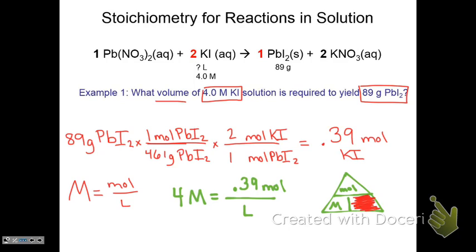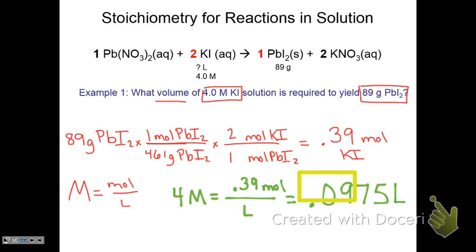That should get you a final answer of, and I'm running out of space here, let me erase that, about 0.0975 liters, something along those lines, depending on how you round. That should be your final answer, and yes, we did answer the question. It was asking for the volume of this KI solution.